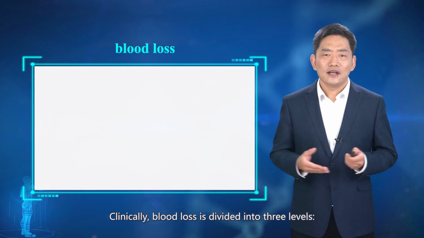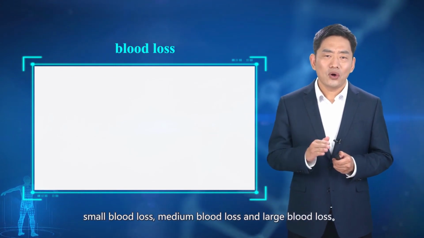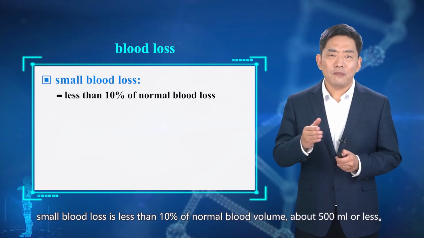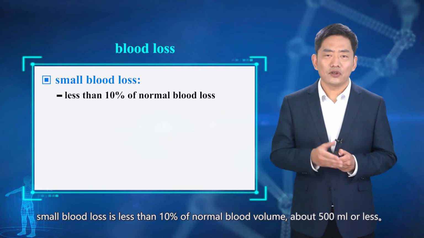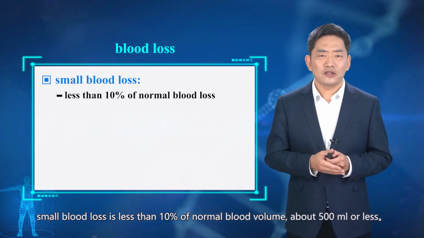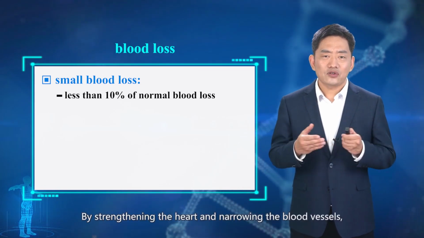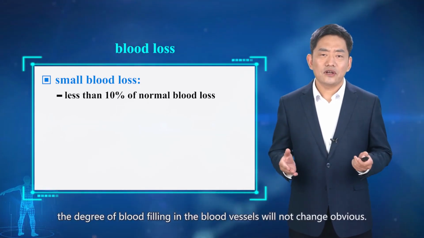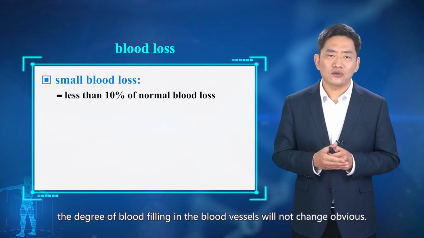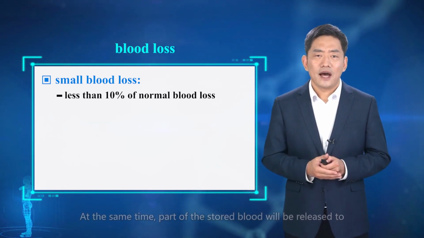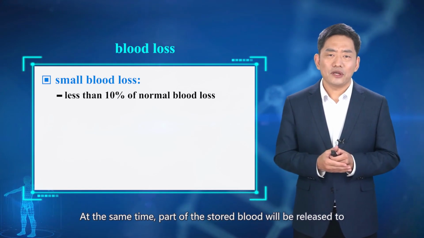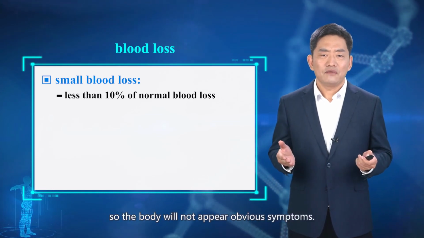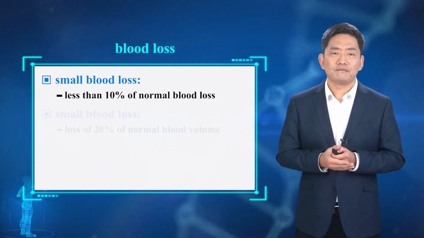Clinically, blood loss is divided into three levels: small blood loss, medium blood loss, and large blood loss. Small blood loss is less than 10% of normal blood volume, about 500 milliliters or less. By strengthening the heart and narrowing the blood vessels, the degree of blood filling in the blood vessels will not change obviously. At the same time, part of the stored blood will be released to replenish the circulating blood volume, so the body will not show obvious symptoms.